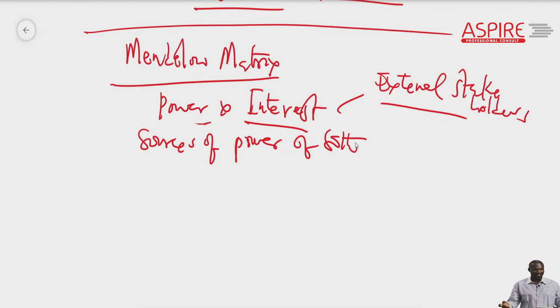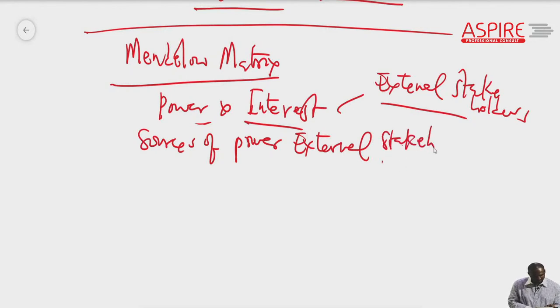But because this model is purposely for external stakeholders, I rather wish we dwell on the external stakeholder. So, sources of power of external stakeholders. So, what are the sources of power of external stakeholders?